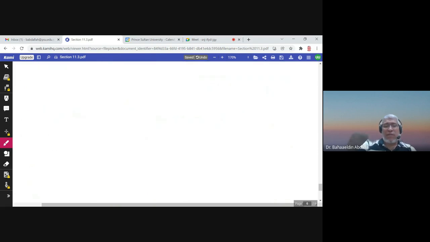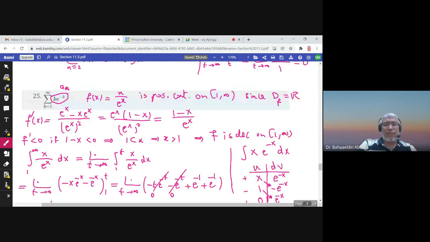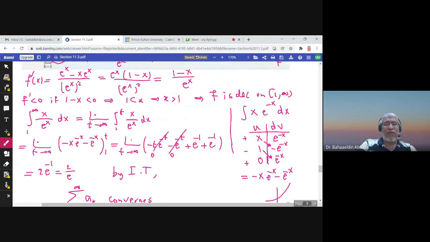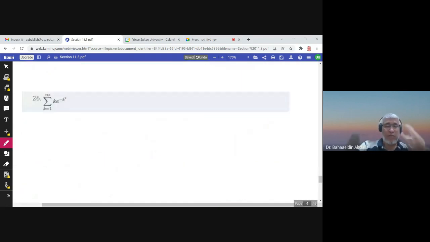The last exercise, the last example, is similar to this one, but instead of negative k, I have negative k squared. Let us see what would happen. Will it make a difference? So let us consider the function x over e to the power negative x squared. Well, it would be negative x squared if it is in the numerator, but now I took it down, so it would be positive x squared.